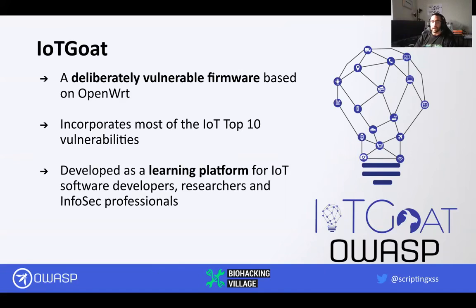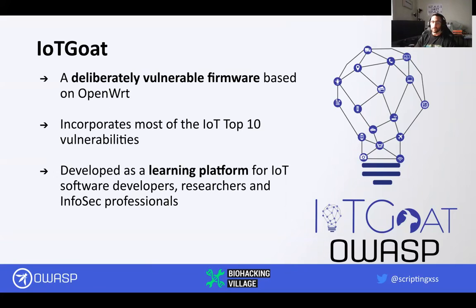So when we developed IoT GOAT, we incorporated as much as we could of the IoT Top 10. And when I say as much as we could, I mean everything aside from the hardware and the process-based parts. Well, actually, everything aside from the hardware, and that's actually in our roadmap as well.